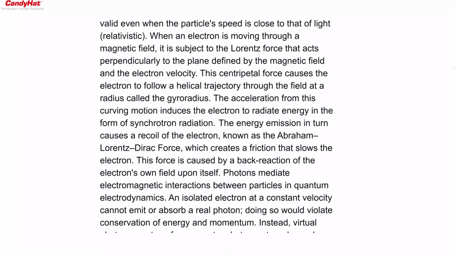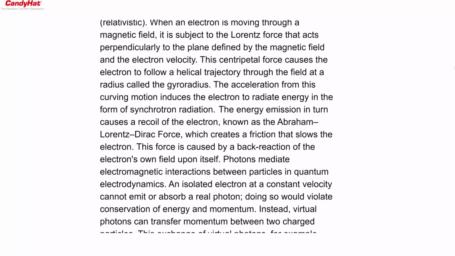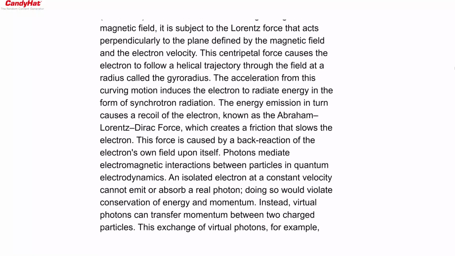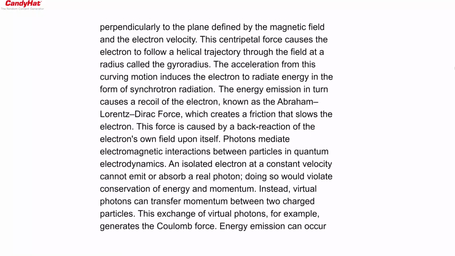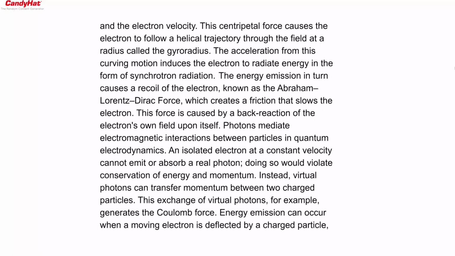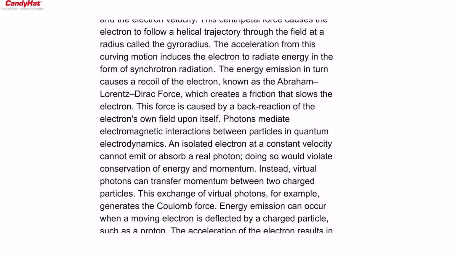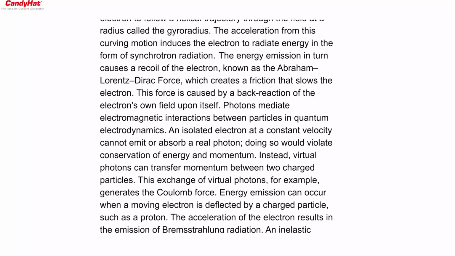The acceleration from this curving motion induces the electron to radiate energy in the form of synchrotron radiation. The energy emission in turn causes a recoil of the electron, known as the Abraham-Lorentz-Dirac force, which creates a friction that slows the electron. This force is caused by a backreaction of the electron's own field upon itself.